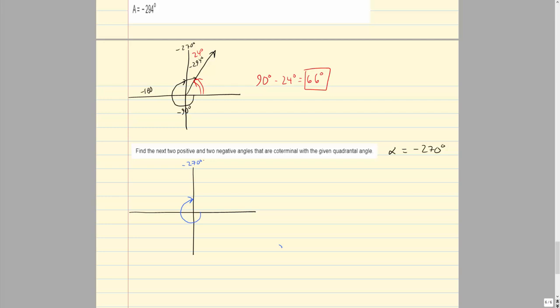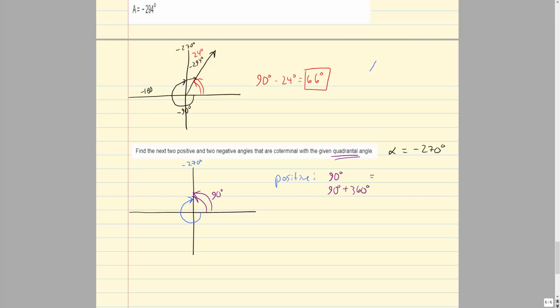Find the next two positive. So let's find our positive coterminal angles. Well, the positive is going to be easy here because I'm just coming up. It's called a quadrantial angle because it is landing on a quadrant line. That would just be 90 degrees. So I'd have 90 degrees. And then my next one would be 360 degrees more than that 90. So our next one would be 90 degrees plus 360 degrees.